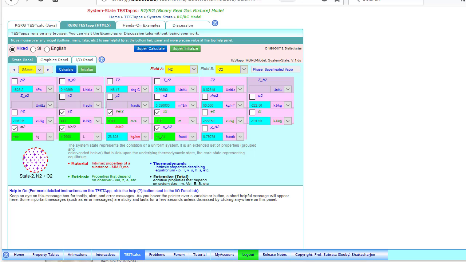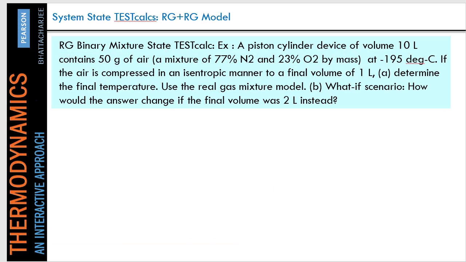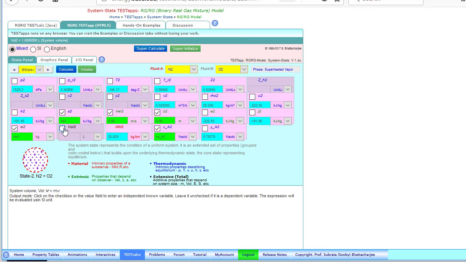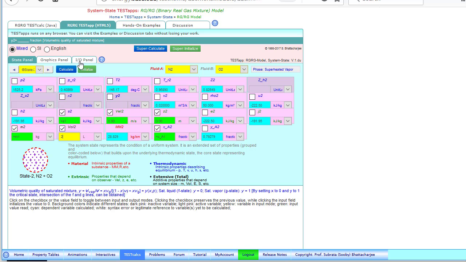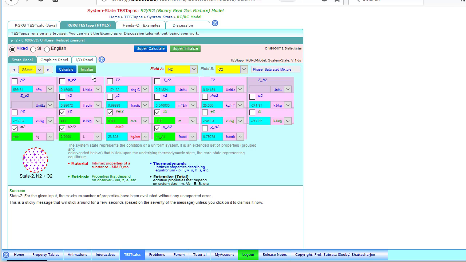The next part of the problem asks how the answer would change if the final volume was 2 liters instead. So that's a really easy change. We just change volume 2 to 2 liters. Hit calculate, and we get that it is negative 174 degrees C. So we can see that as it gets more and more compressed, the temperature goes up.